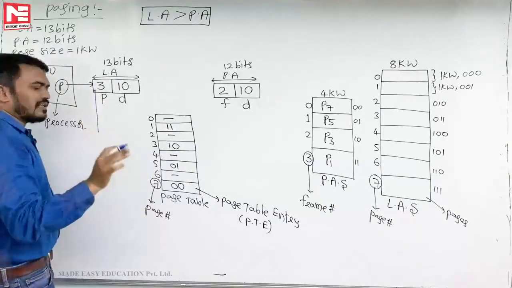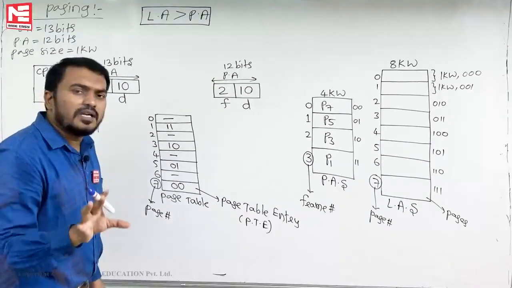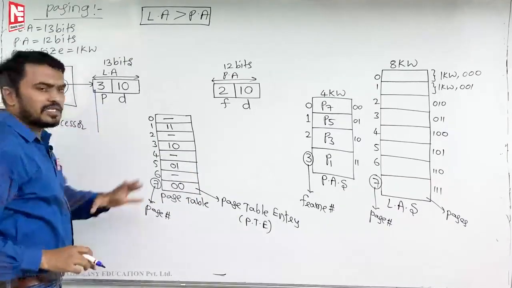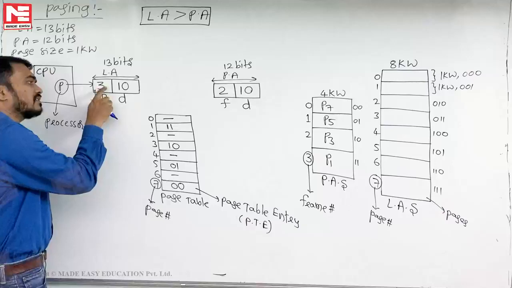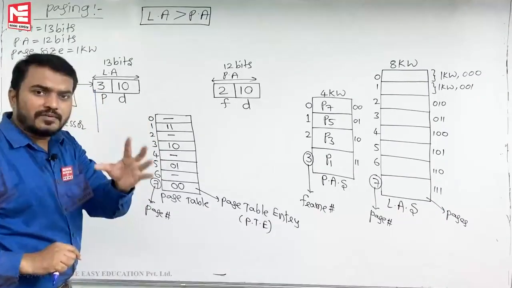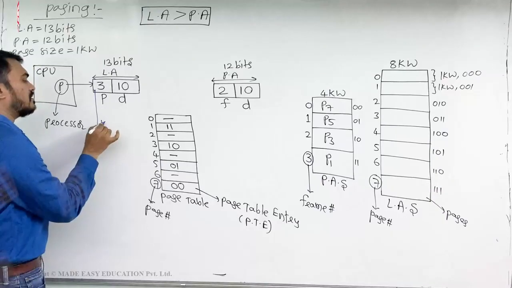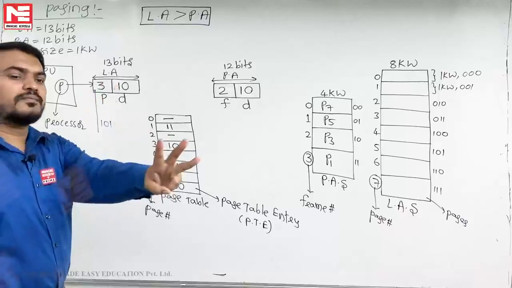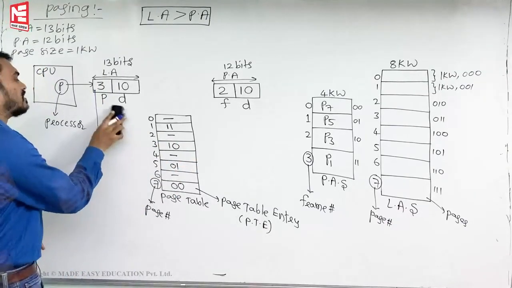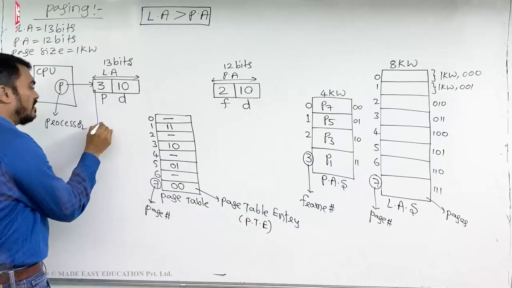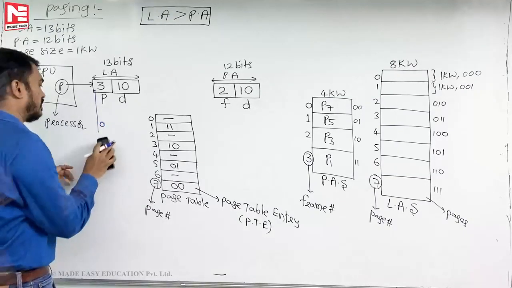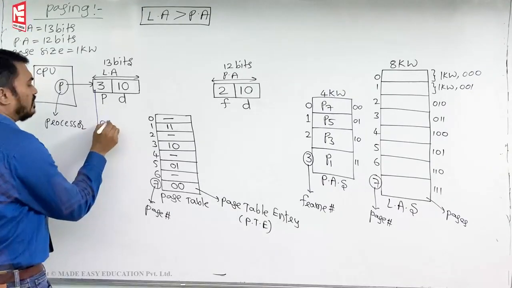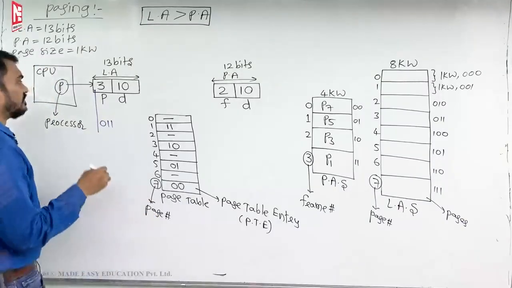Now let us say the CPU is trying to access page number 5. Then what will be the first 3 bits? 1 0 1. Is that clear? Now let us say the CPU is trying to access page number 3. Then what will the first 3 bits be? 0 1 1. Understand here, 0 1 1.